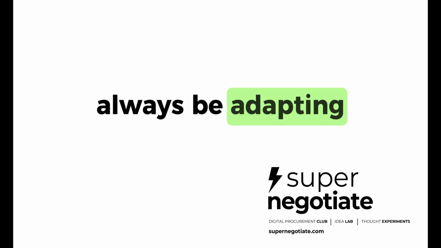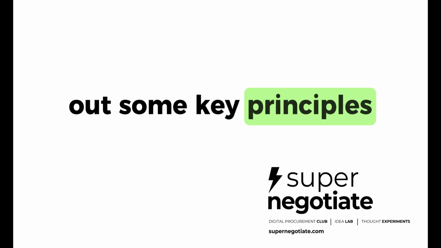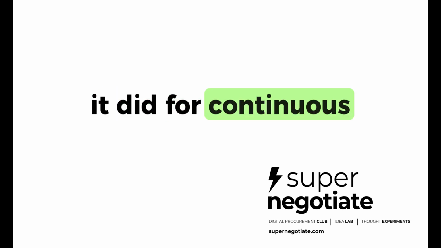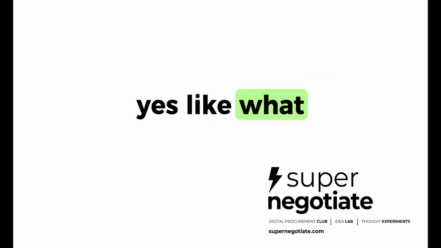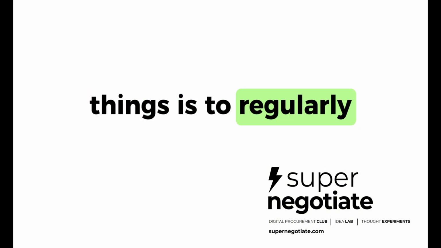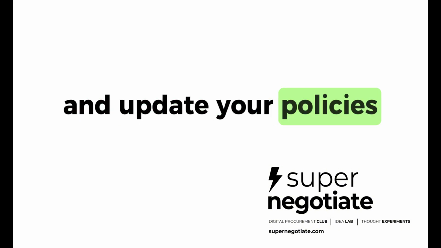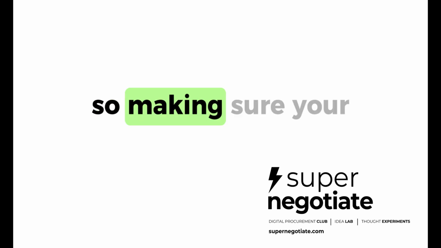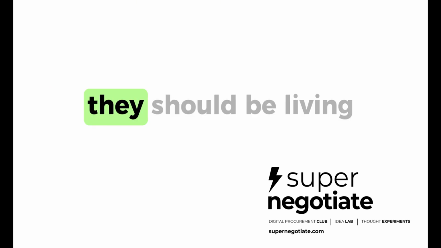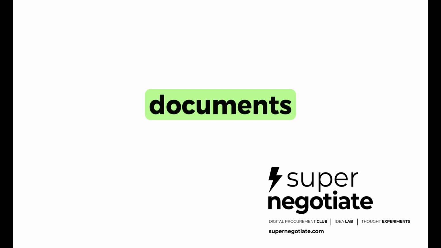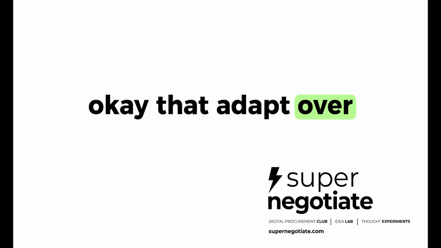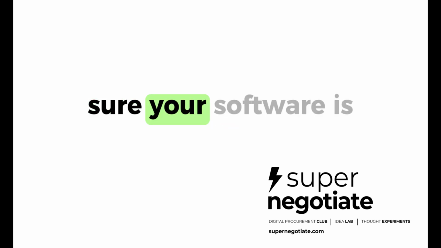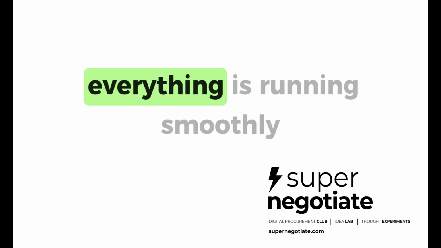Always be adapting. And the video laid out some key principles for continuous improvement in procurement. Like what? Well, one of the key things is to regularly review and update your policies and procedures. So making sure your policies are current. Exactly. They should be living documents that adapt over time. So it's like making sure your software's up to date. It is. You've got to make sure everything's running smoothly.